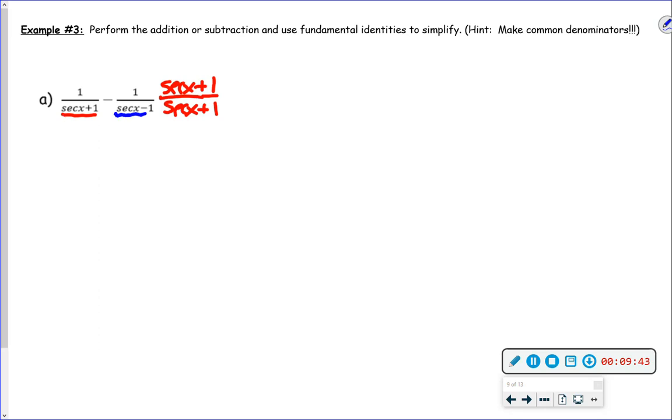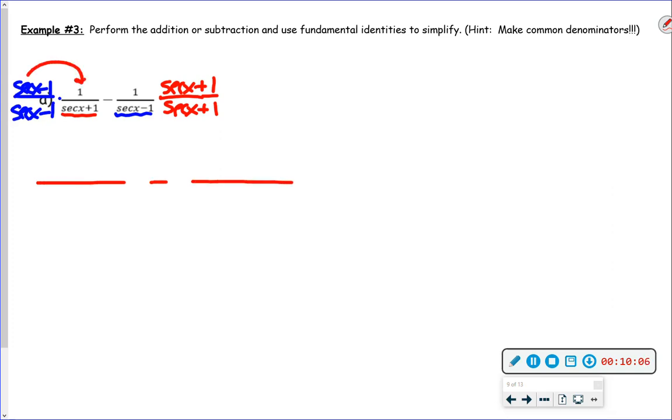My second fraction has secant minus 1, so I'm going to put that on the first one, again in the top and bottom to balance. What I wrote in blue is a fancy form of 1. It just changes the look, not the value. Now, order of operations. We've got multiplication, subtraction, and multiplication. We're going to multiply first.